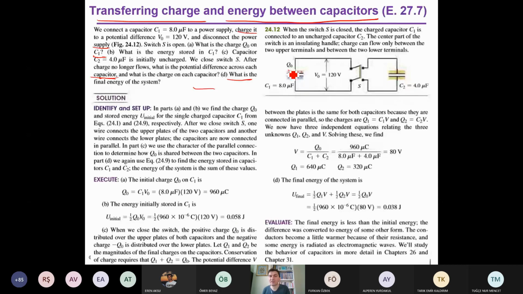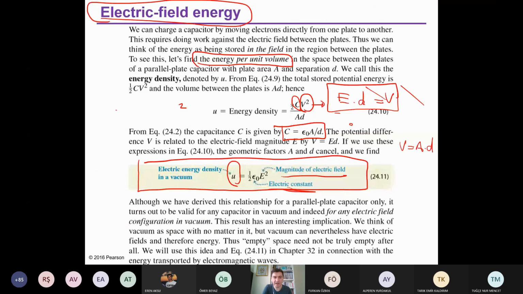Let's start with the initial charge of capacitor 1. At the beginning, the initial charge is 0. Then we use a power supply and charge it to a potential difference V0. So we have a capacitance of 8 microfarad and we have the final electric potential of the capacitor. Then we can calculate the charge of the capacitor after charging it with a battery. Okay. And what about the potential energy stored in the capacitor? By using 1/2 Q0 V0, I can calculate the potential energy. You can also use this formula or this formula in order to calculate the potential energy stored in a capacitor.